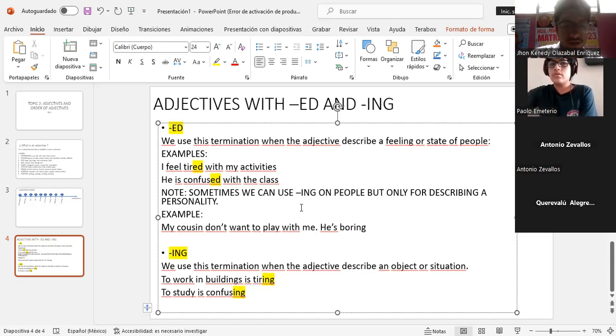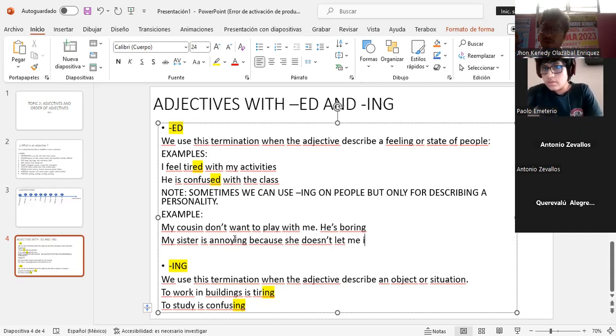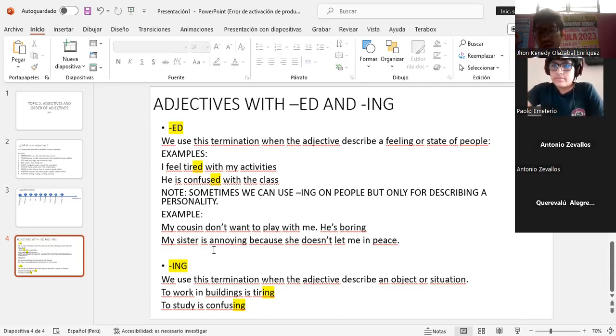Another example, teacher. My sister, mi hermana, is annoying. Because she doesn't let me in peace. Teacher, mi hermana es molestosa, su personalidad es así, ¿por qué ella no me deja en paz? ¿Ok? Entonces ya tenemos la teoría para hacer los ejercicios. ¿Hasta ahí todo claro? Santiago, Antonio, Paolo.